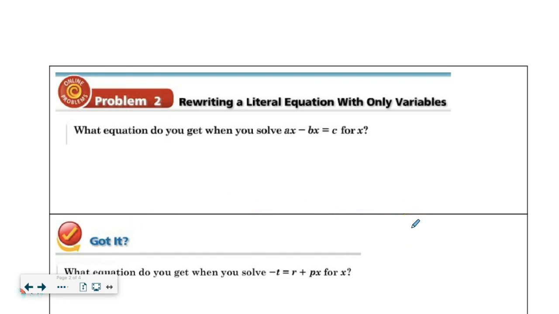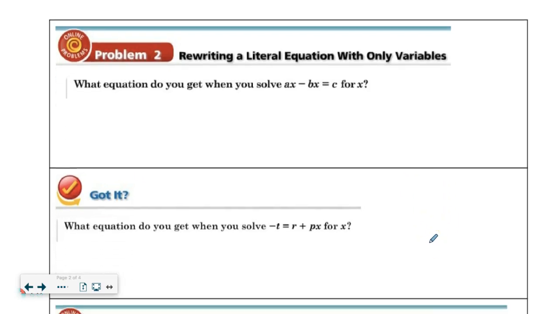Okay, so the thing to keep in mind here, you're going to have to do basically any and all operations and/or properties moving forward. So you can see there's an x value there and there's an x value there. It says, what equation do you get when you solve ax minus bx equals c for x? Right now I don't know what a is and I don't know what b is.